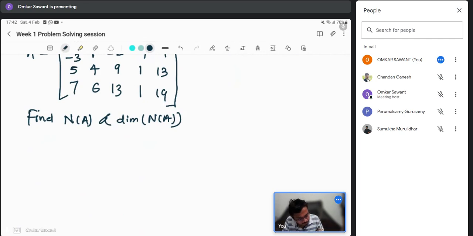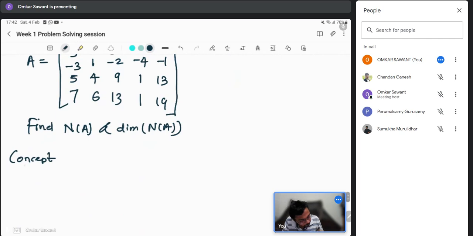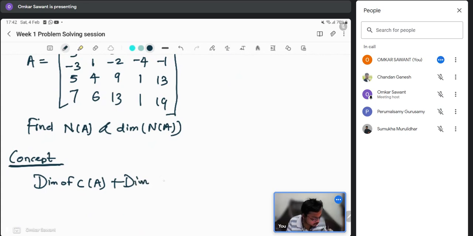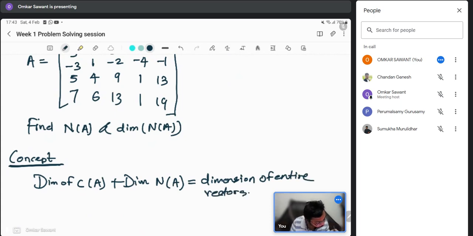Okay, one more concept. Dimension of column space of A and dimension of null space of A. What does it form? Dimension of the entire vector space. Okay.